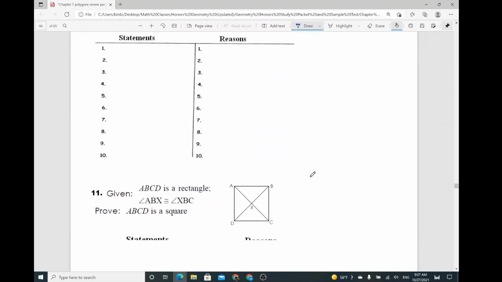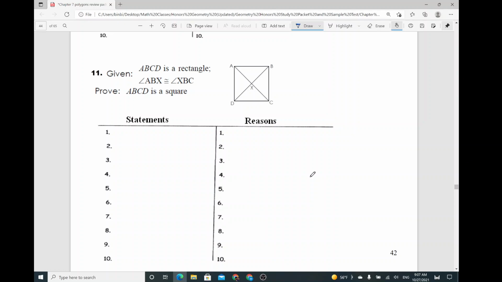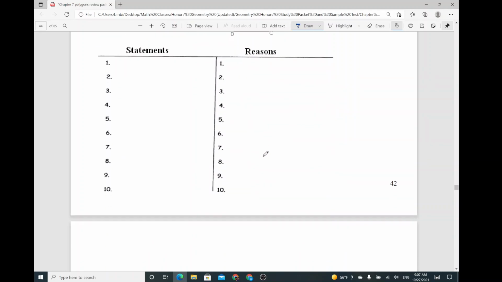Again, you want to prove that ABCD is a square.